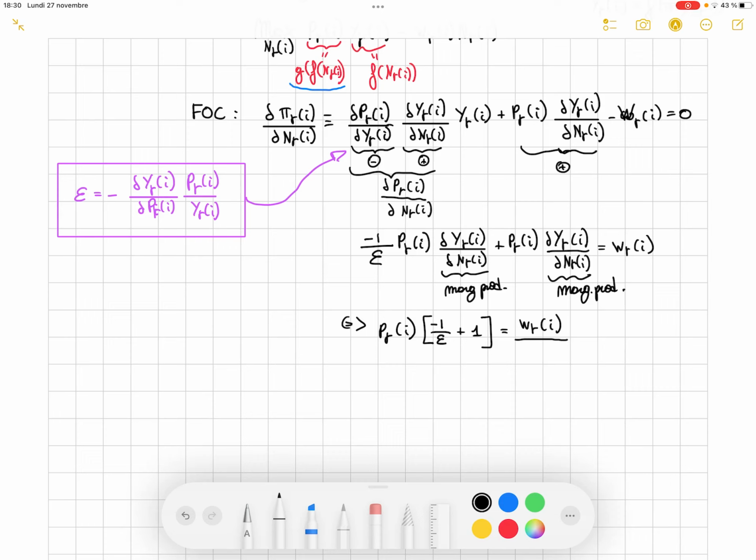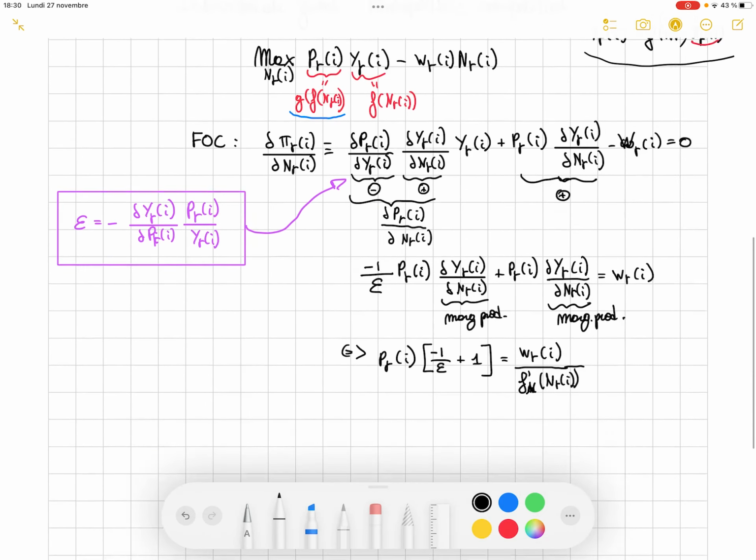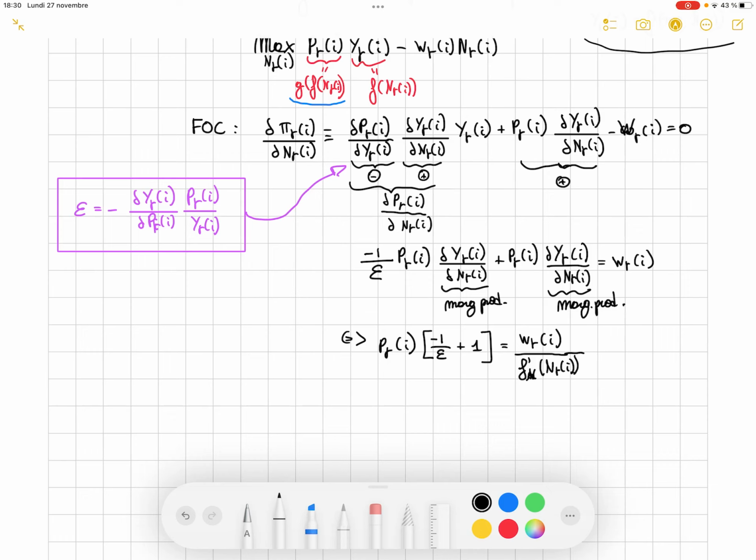So let's call it basically just the f prime, or production function f prime with respect to n, of n_ti. That is just the marginal productivity coming from our production function. Okay, so that's what we obtain from there.